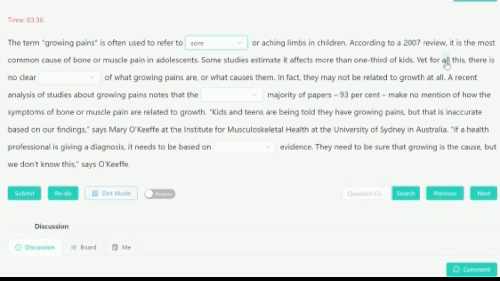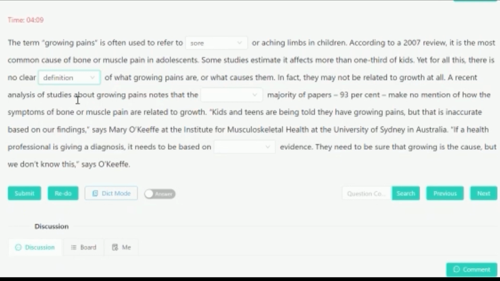You see, yet for all this, there is no clear dash of what growing pains are or what causes them. Let's look at the options they have here. We have no clear definition, no clear citation, no clear ignition, no clear recognition. Of all these options, considering the context, or what they are trying to say in this sentence, the best option that would go here will be no clear definition. You know, when they say there's no clear answer or there's no clear definition of what this person is talking about or referring to.